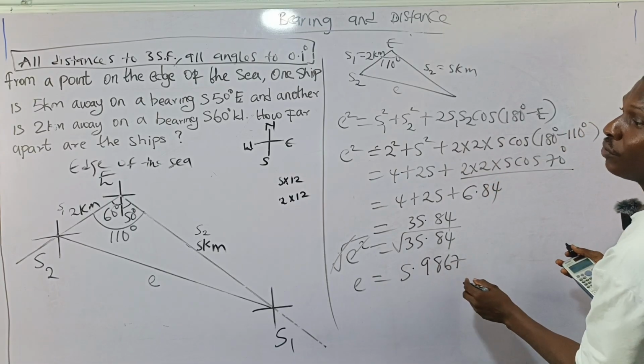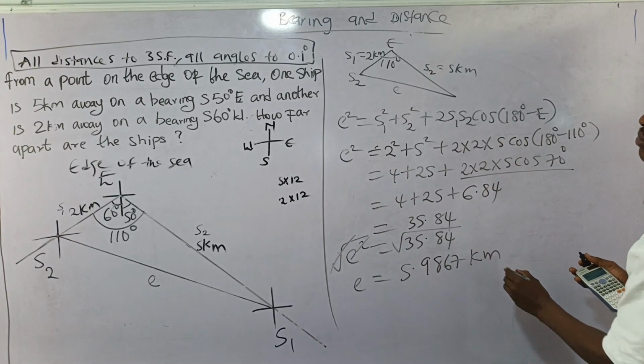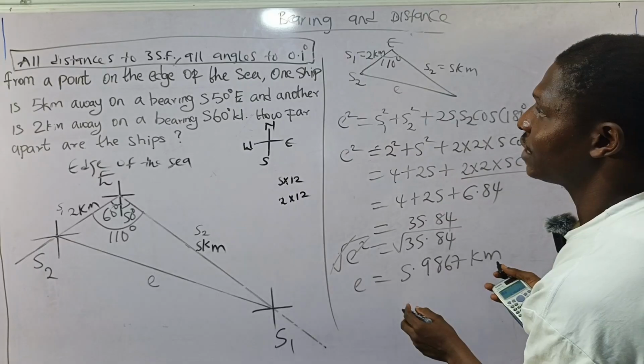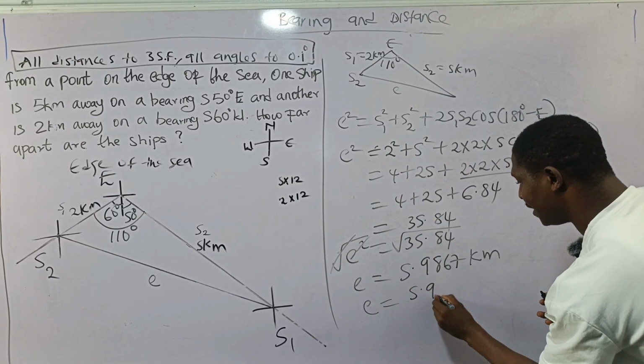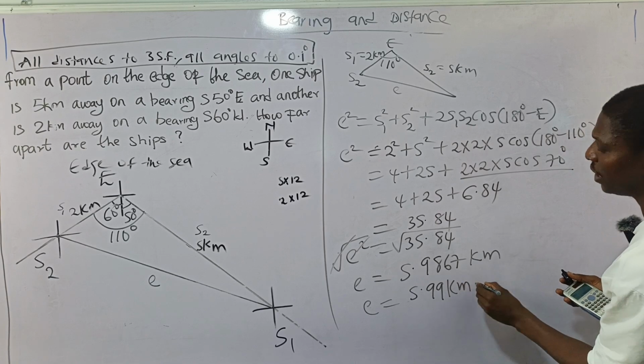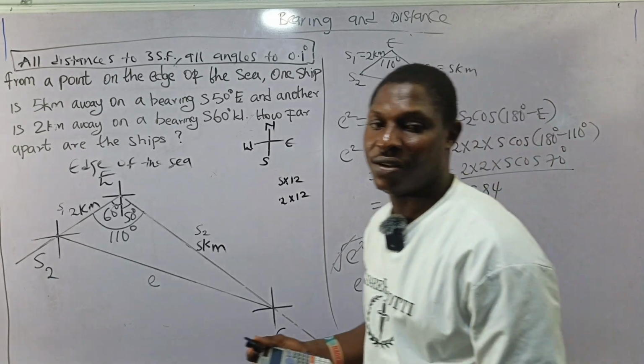5.9867, which units? Kilometer. But they said all distance should be to 3 significant figures. So e will be equals to 5.99 kilometer as my answer.